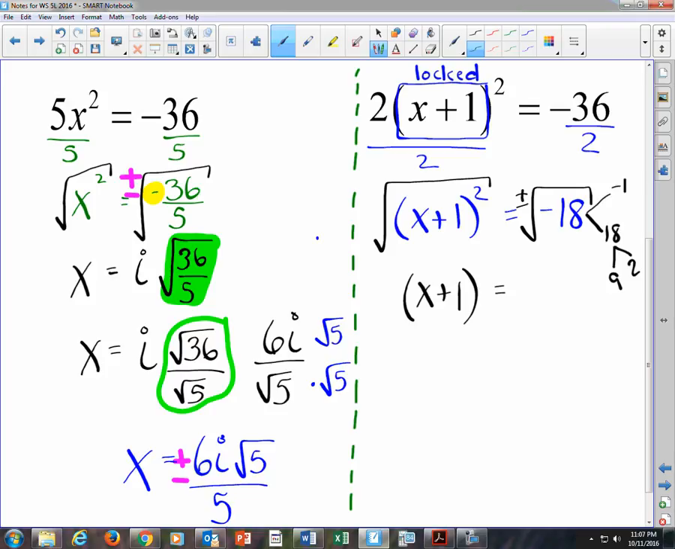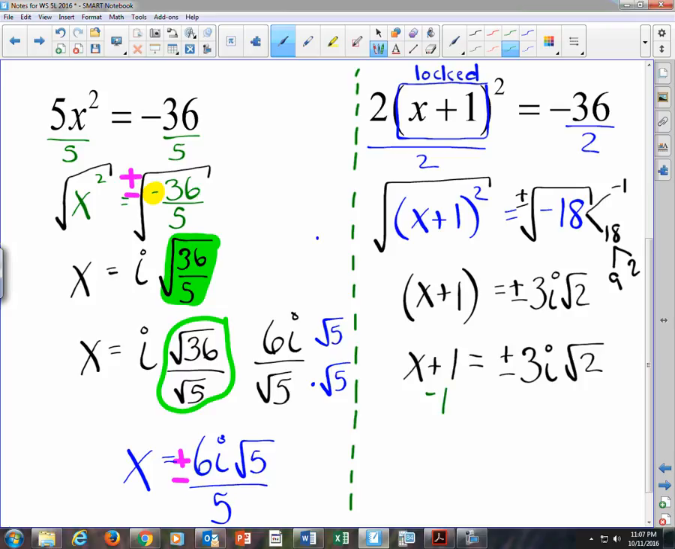So I believe this is going to become plus or minus 3i with root 2 left behind. And in our last step, if x plus 1 could equal positive or negative 3i root 2, then that's 2 possible answers. Now, I need to make sure that I get rid of this 1 so that I can get the x by itself. So I'm going to subtract the 1 over.